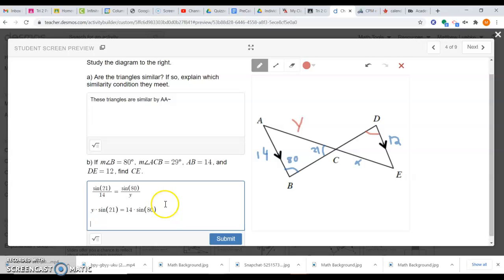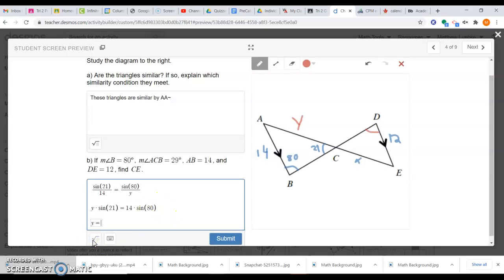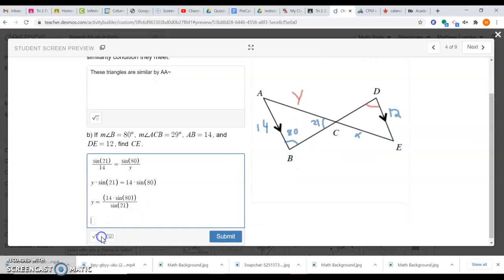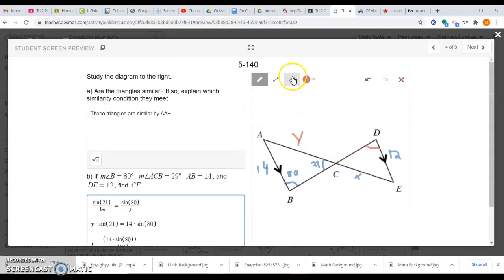Dividing both sides by the sine of 21 to get y alone, I end up getting y equals 14 times the sine of 80 divided by the sine of 21, and I can calculate what y equals on my calculator. 14 times the sine of 80 divided by the sine of 21, and I got that y equals 38.47. So y equals 38.47.